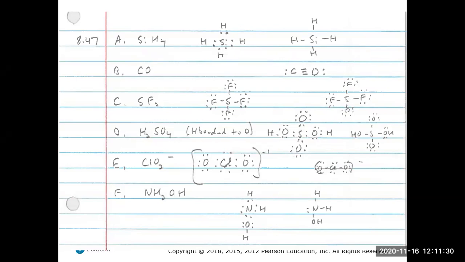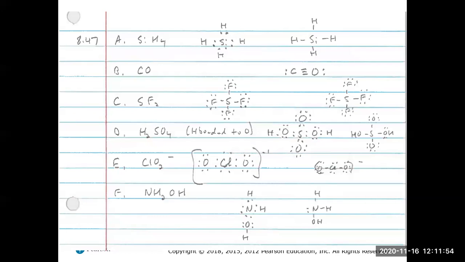The ClO2 would be a similar idea, where you would have 7 valence electrons around the chlorine, 6 valence electrons around each oxygen. Because it is a -1 charged ion, we have an extra electron we get to add to the group in order to fill things out.